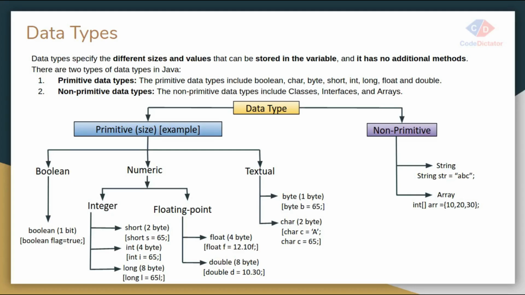Broadly, in primitive we have different types of data types like boolean, numeric and text. In numeric we have integer and floating point. Integer has subtypes like short, int, long, and floating point, which has decimal values, is float and double, and some text data like byte and character. But string is not a primitive data type; it is a non-primitive, an object type. It is a set of characters. Another example of a non-primitive data type is array.